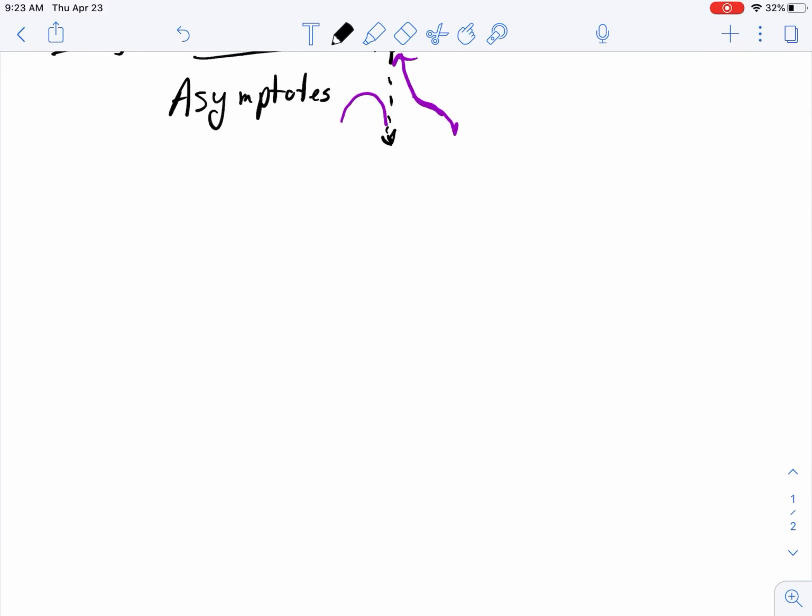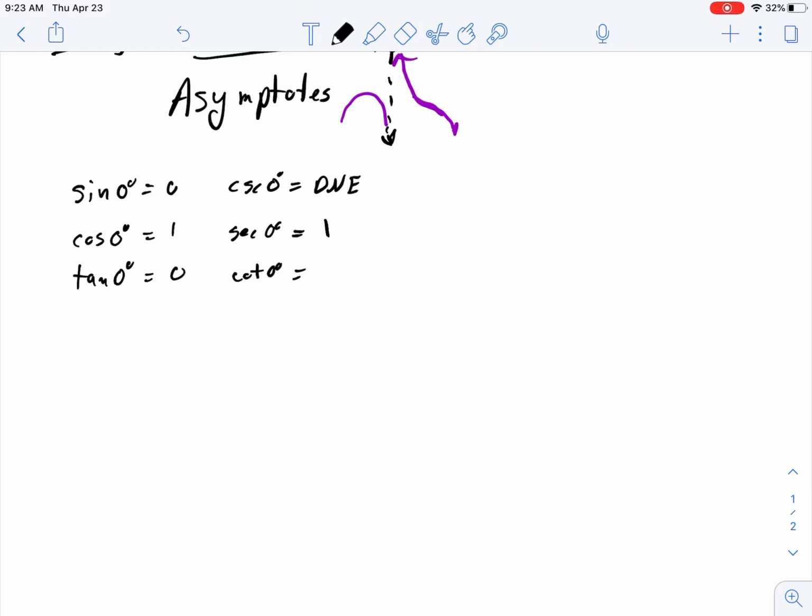So let's go back to what we've been working on all year long here. When we were asking you to find, say, sine of 0 degrees, cosine of 0 degrees, tangent of 0 degrees, this would be 0, this would be 1, and this would be 0. Well, then the other half of this was, let's say, cosecant of 0, secant of 0, and cotangent of 0. So this here was DNE, this is 1, and this is DNE. Well, these DNEs are your asymptotes.